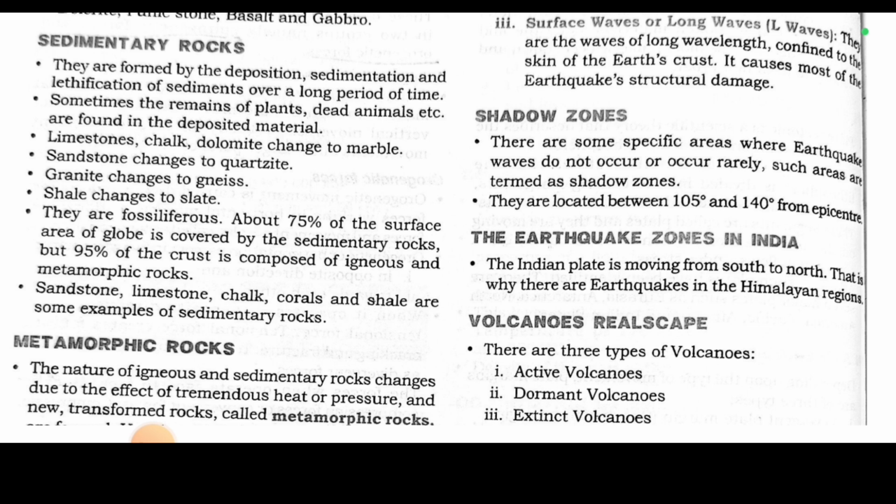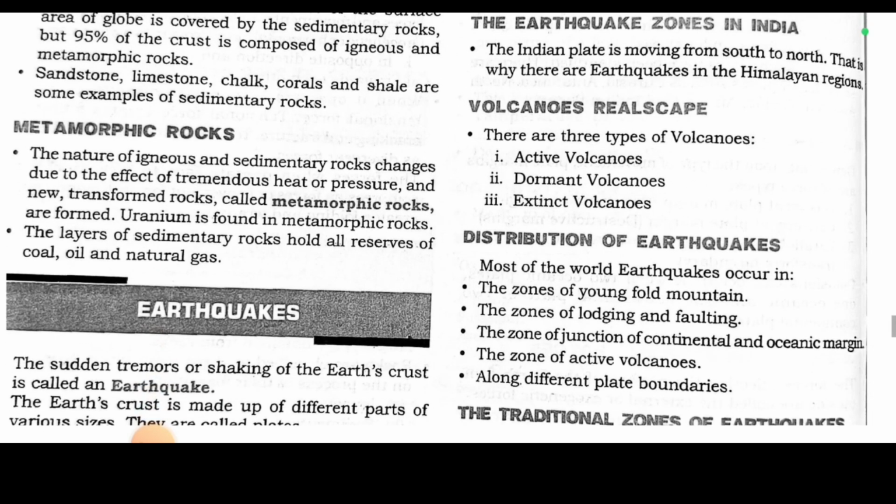Metamorphic rocks: the nature of igneous and sedimentary rocks changes due to the effect of tremendous heat or pressure, and new transformed rocks called metamorphic rocks are formed. Limestone, chalk, and dolomite change to marble. Sandstone changes to quartzite. Granite changes to gneiss. Shale changes to slate. Uranium is found in metamorphic rocks. The layers of sedimentary rocks hold all reserves of coal, oil, and natural gas.